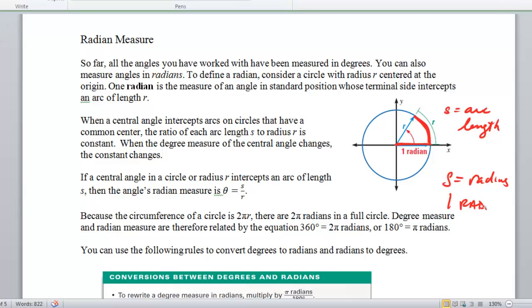Now, we usually have RAD as a radian measure, but since it's usually written in terms of pi, relating back to its circumference, we don't necessarily write the RAD. But just to be sure not to get the radius of the circle confused with radian measure, we use the RAD. So when our arc length actually equals the radius, we have 1 radian measure.